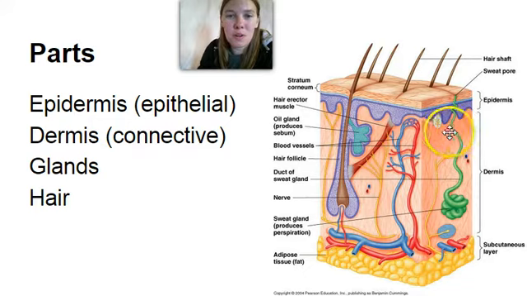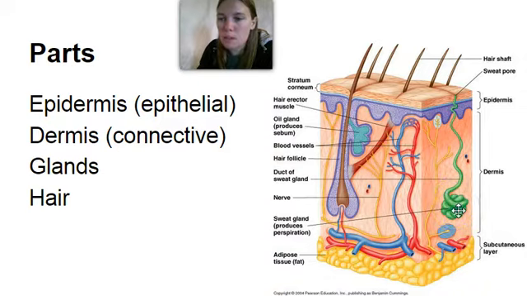You can see this is where it holds a lot of the blood vessels, the nerves, the hair, those types of things are found within the dermis. And then we have glands. We have sweat glands here, and then we also have sebaceous glands or oil glands that you can find as well. And then hair. So those are the main parts within the integumentary system.